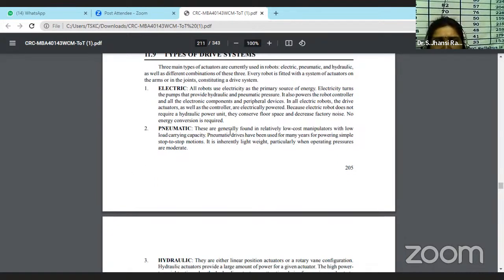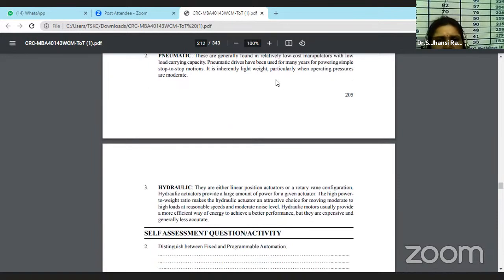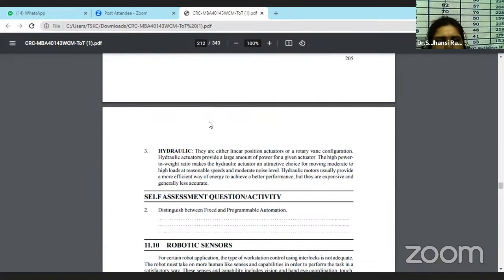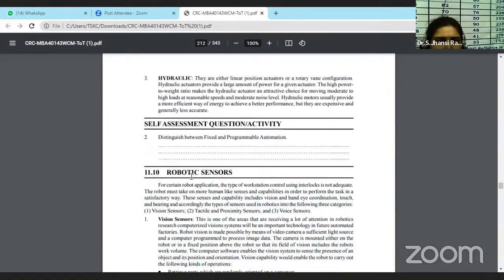And pneumatic drives are generally found in relatively low-cost manipulators with low load-carrying capacity. Pneumatic drives have been used for many years for powering simple stop-to-stop motions. And hydraulic actuators are linear position actuators or rotary vane configurations. Hydraulic actuators provide a large amount of power for a given actuator size, and the high power-to-weight ratio makes them an attractive choice for moving moderate to high loads.